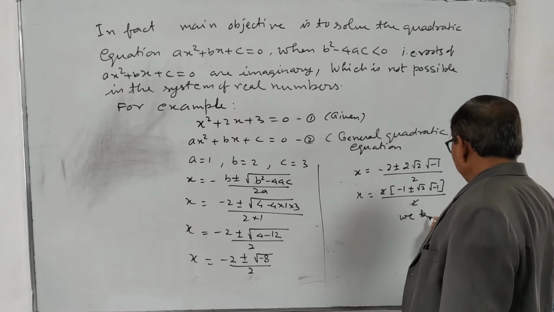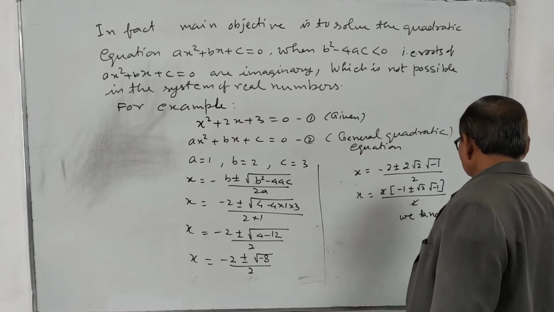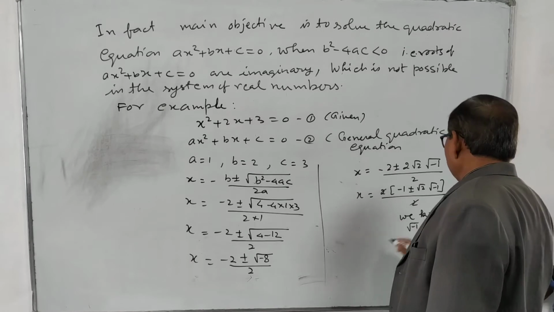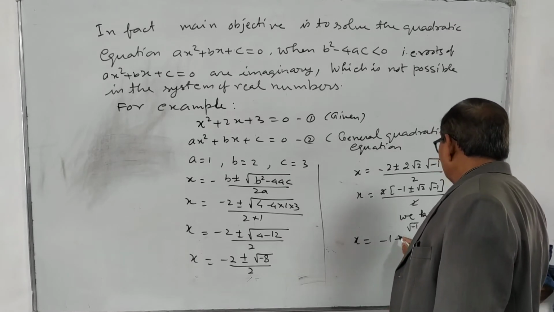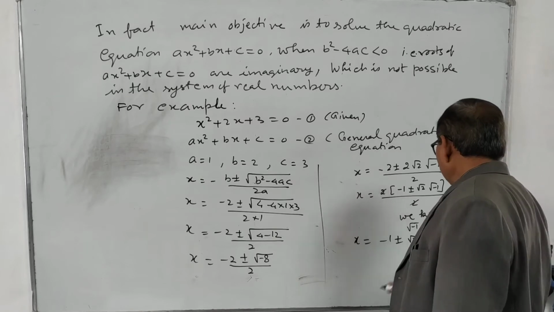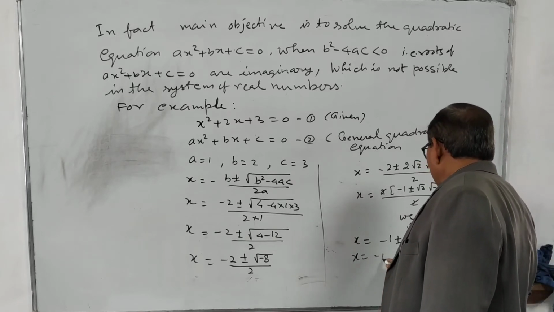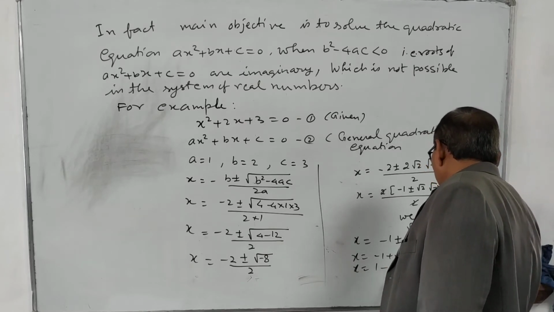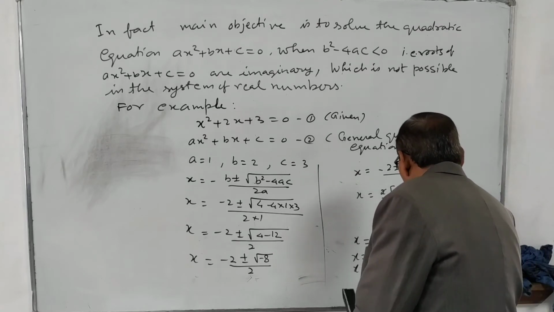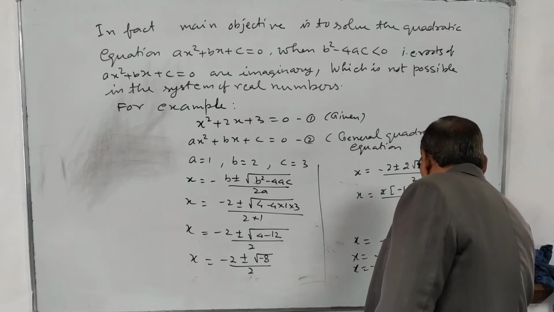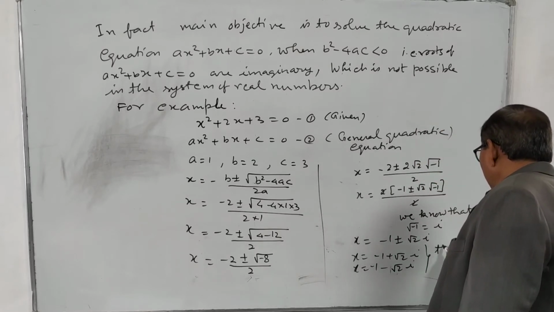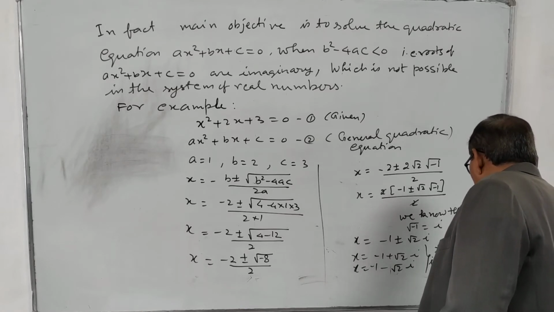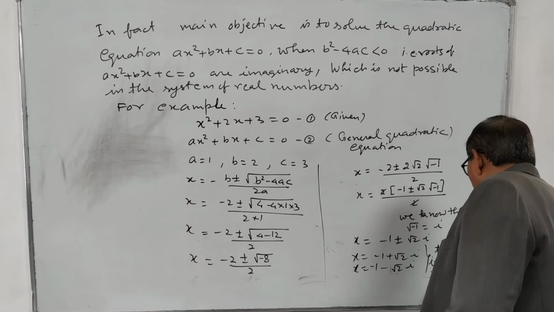We know that under root minus 1 equal to i. So you can write x equal to minus 1 plus minus root 2 i. So one root is minus 1 plus root 2 i, and another root is minus 1 minus root 2 i. And they are imaginary roots.